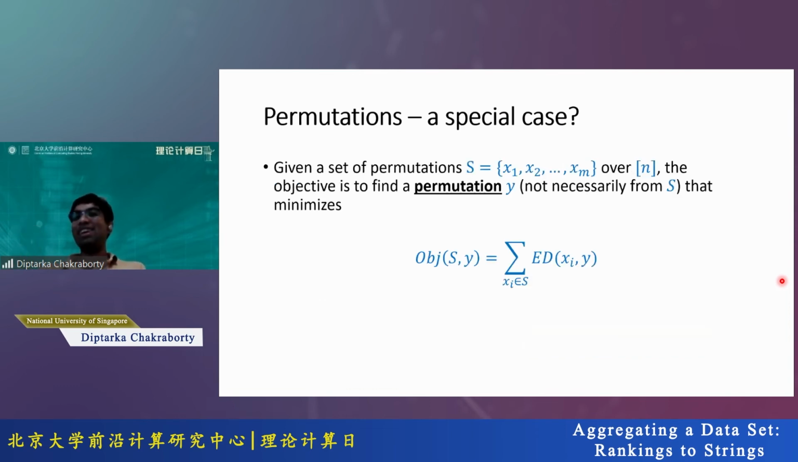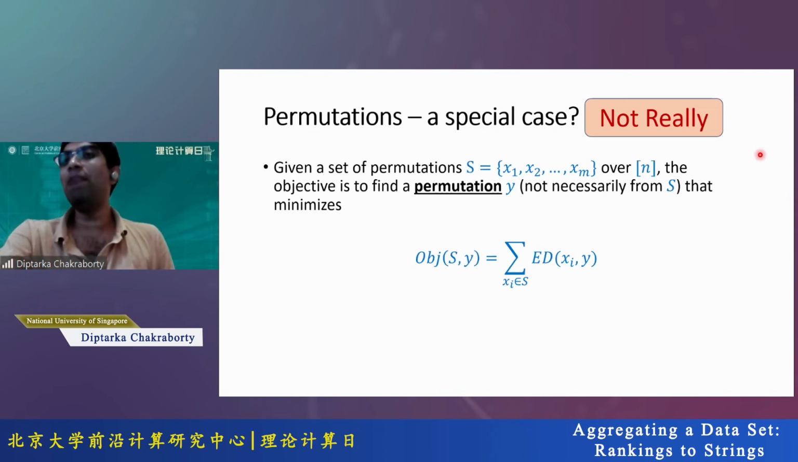Actually, for this median problem, this is not really a special case. In the median problem, we want the output string to be an arbitrary string. But when we talk about permutations, we want our output string to be a permutation. It must be a permutation. We cannot allow it to be some arbitrary string. That particular necessity makes the problem slightly more difficult. So that's why this Ulam median is not really a special case of edit median.